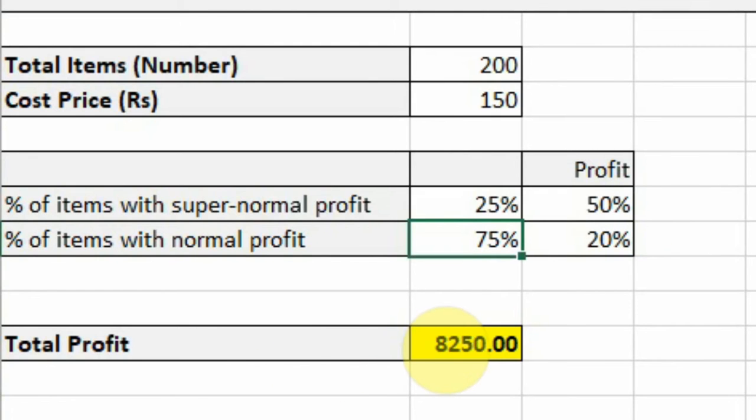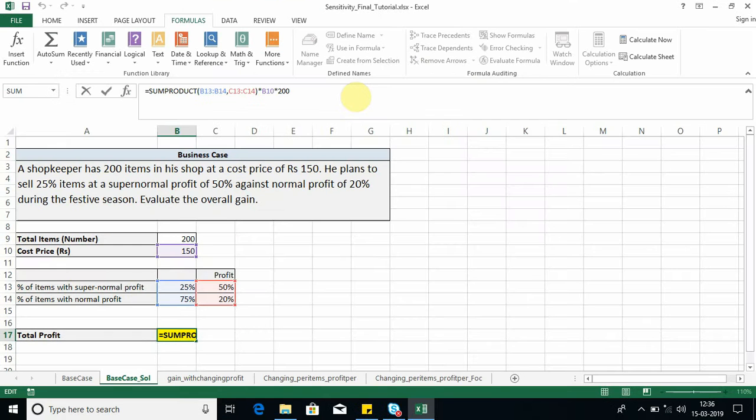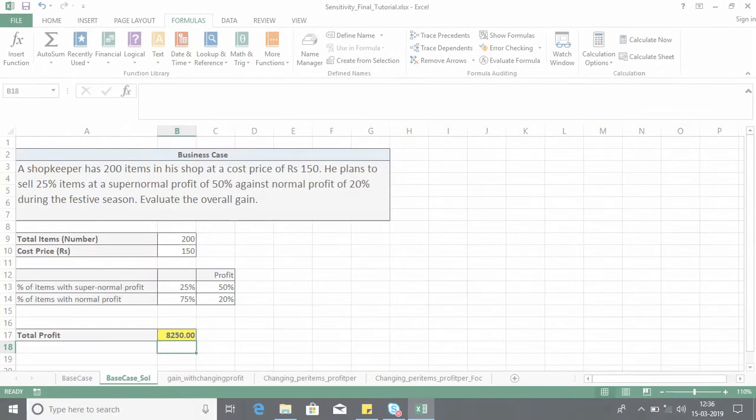So arriving at the total profit is very simple, just a sumproduct, as can be seen in the formula: sumproduct of the corresponding percentages multiplied by the total number of items and the corresponding cost price of each item. So the value is 8,250 rupees.